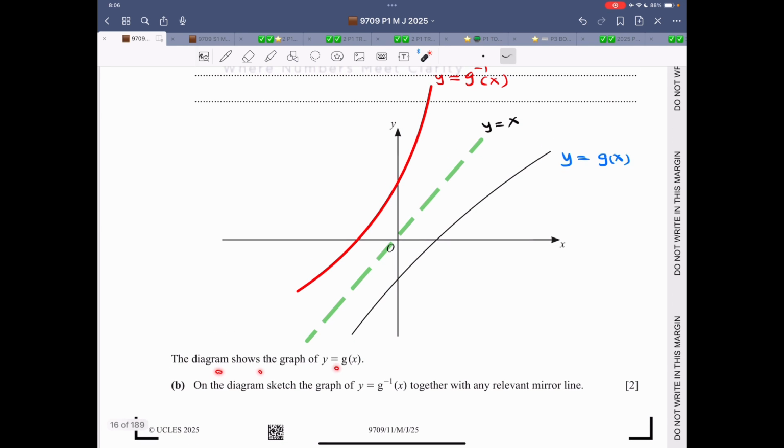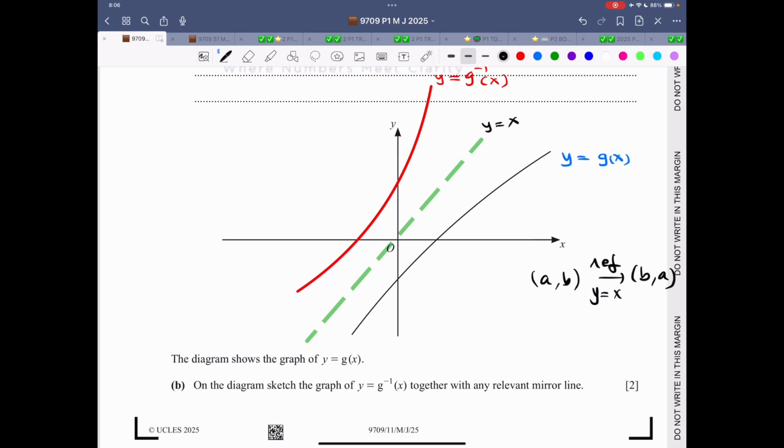On the diagram, show the graph. The diagram shows the graph of g(x), that is g(x). On the diagram, sketch the graph of g inverse together with any relevant mirror line. So y is equal to x, that is the mirror line. And we also know this thing, a point such as (a, b) becomes (b, a) when the reflection is in the line y is equal to x.